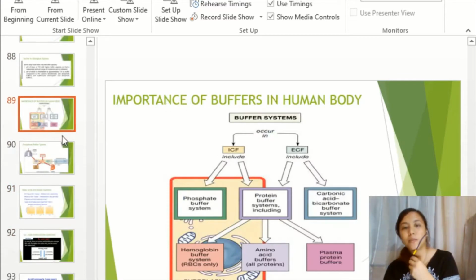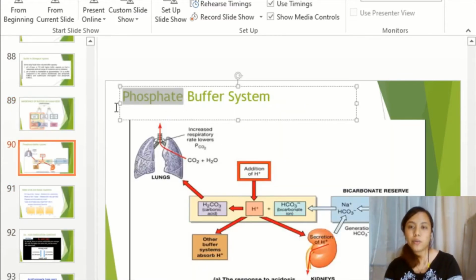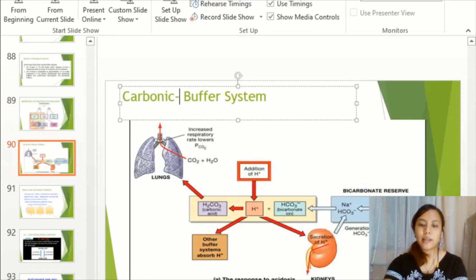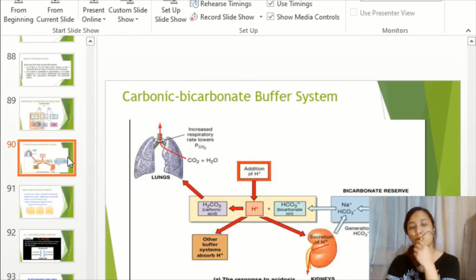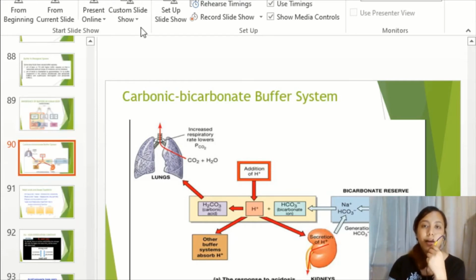Okay. So please change it into the carbonic bicarbonate system. So all of them are important, but this is the one that I chose to explain because it's kind of applicable when it comes to your pharmacology someday.